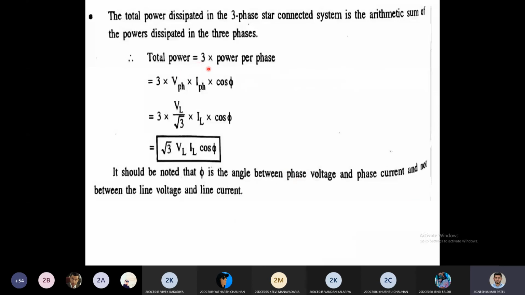So total power would be 3 times the power per phase. So that's why the 3 is here. So 3 into V phase I phase cos phi. You can represent that in terms of line quantities. So it would be 3 into VL by root 3 into IL cos phi, and it will result in 3 under root 3 VL IL cos phi. Okay, VL is the line to line voltage, IL is the line current.